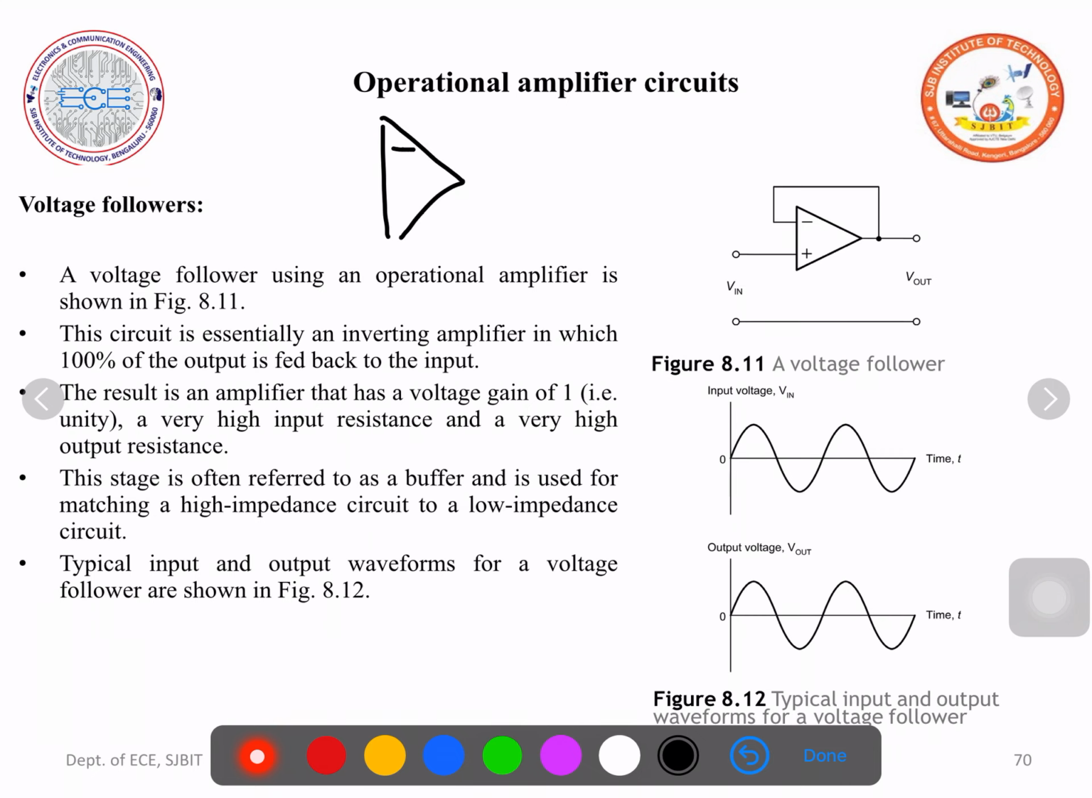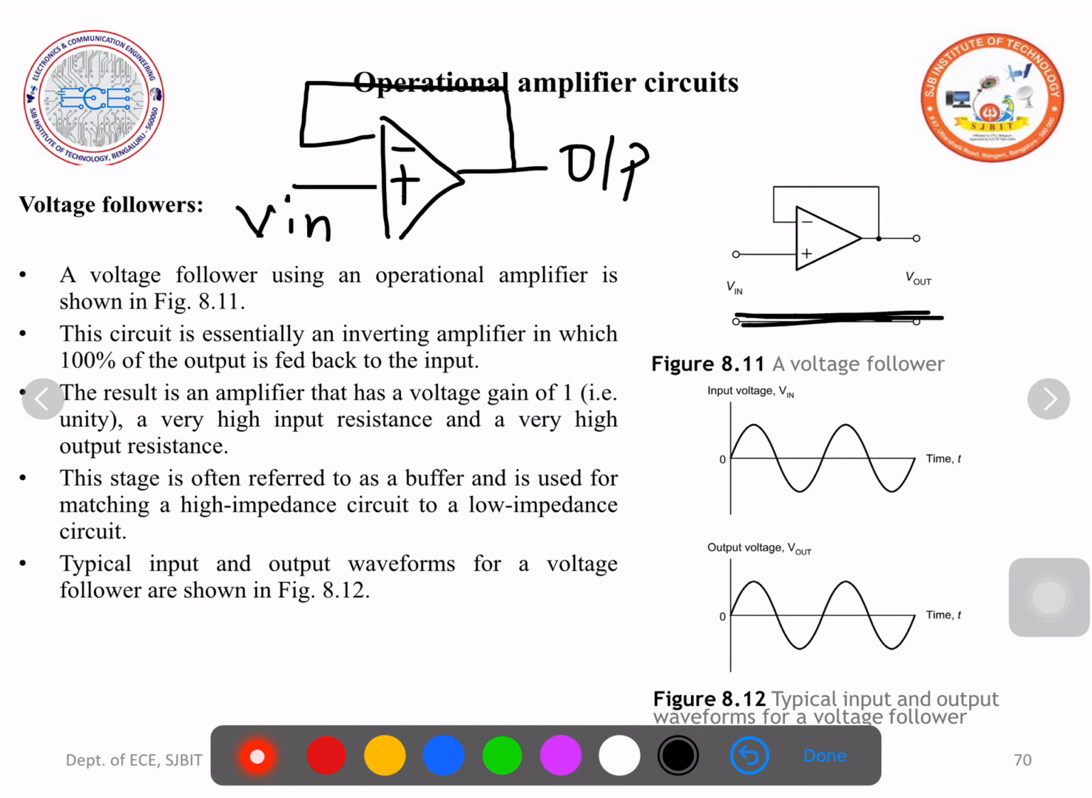So very simple circuit. Draw the operational amplifier, inverting terminal, non-inverting terminal. Here apply the input, then 100% of the output is fed back to the inverting terminal. That's all the circuit. Then you may ask, what is this? So this is a ground line, common rail.